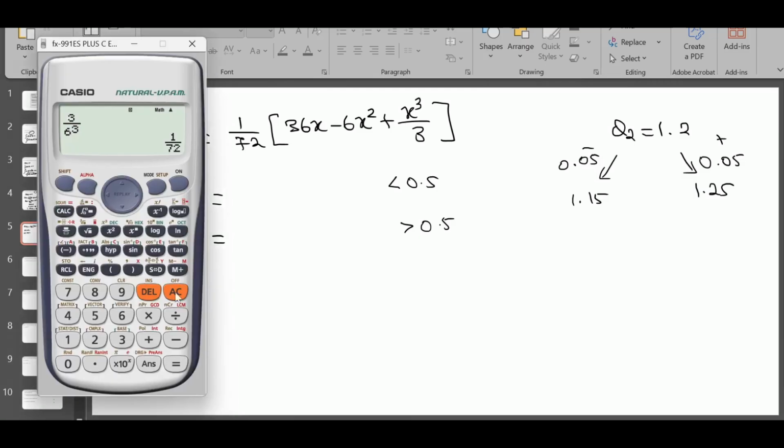So let's sub in the values. 1 over 72 times 36 times 1.15 minus 6 times 1.15 squared plus 1.15 cubed over 3.